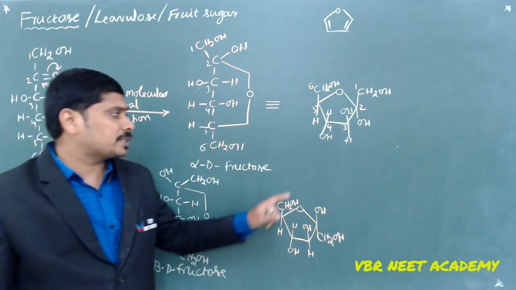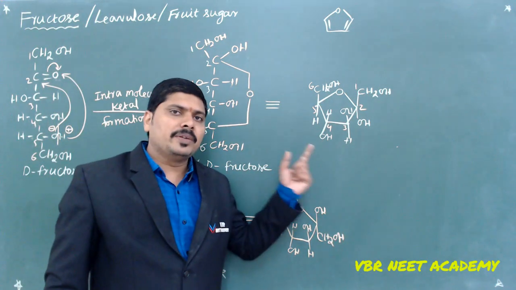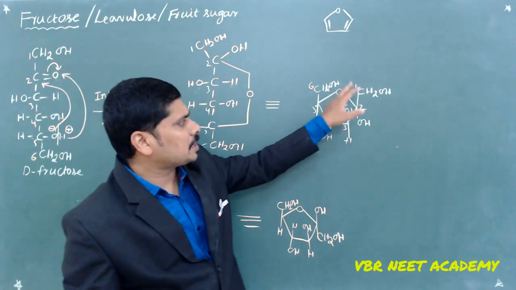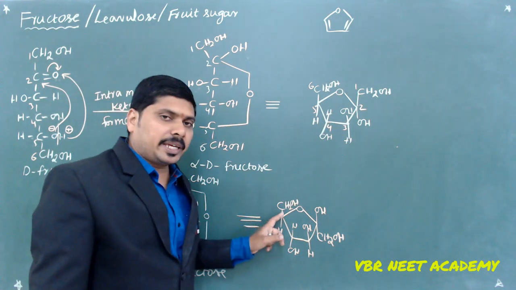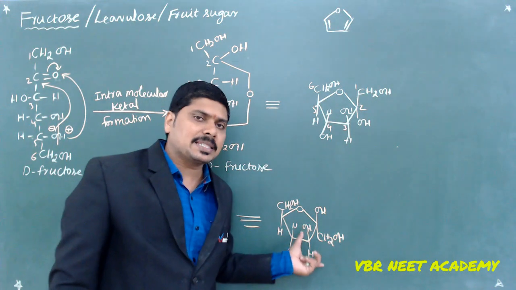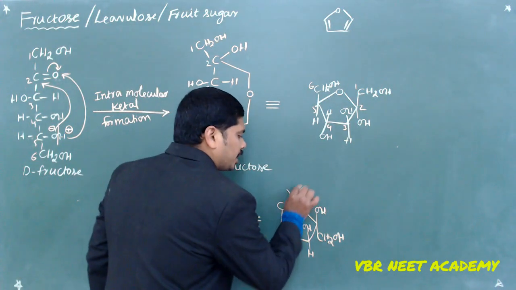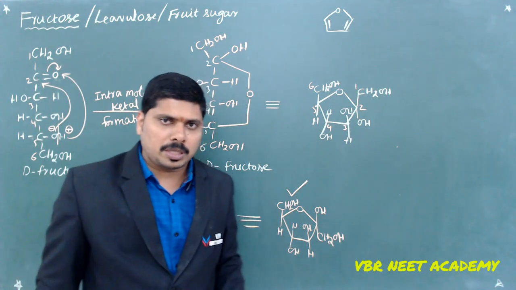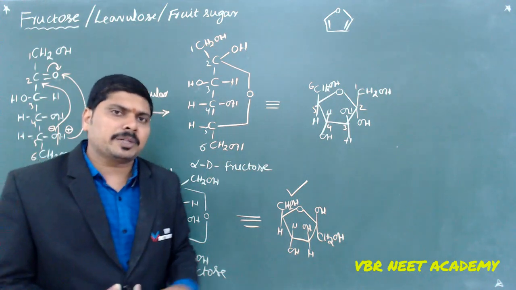Out of these two structures, which is going to be more stable? Alpha-D fructose is going to have steric repulsion between the CH2OH groups as they are on the same side. Whereas if you take beta-D fructose, the CH2OH is on top here and CH2OH down here, so there will be less repulsion. Because of less repulsion, fructose always exists as beta-D fructose rather than alpha-D fructose. Again, alpha-D and beta-D come under anomers. Now, one more question you can expect from this one.